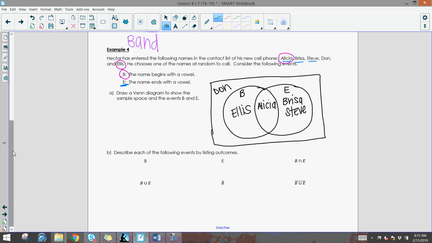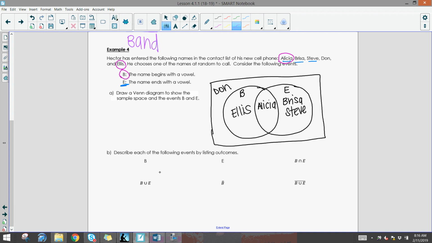Okay. So now we're going to use this Venn diagram. This is just another way to display information. We are going to use this Venn diagram, I'm going to lock this because I'm going to do some highlighting, in order to list outcomes. So we already listed outcomes from a table. This is the same way, but from a Venn diagram. Okay. So here it says, describe each of the following events by listing the outcomes.